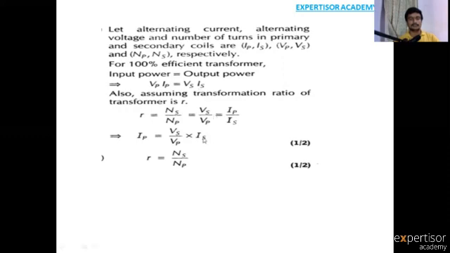Also assuming the transformation ratio of transformer is R, that is equal to NS by NP, that is the number of turns in secondary coil divided by number of turns in primary coil, that is equal to voltage in secondary coil divided by voltage in primary, that is equal to current in primary coil divided by current in secondary coil. So by using this relation, IP by IS is equal to VS by VP. So IP is equal to VS by VP into IS. So finally R is equal to NS by NP. This is the transformation or transformer ratio.